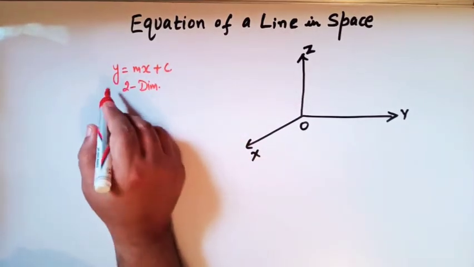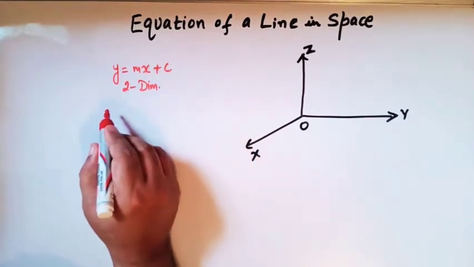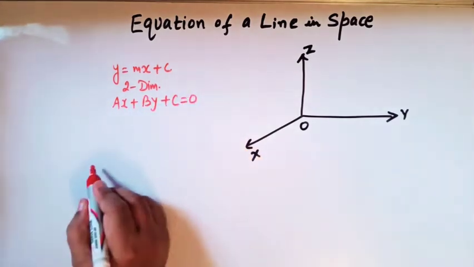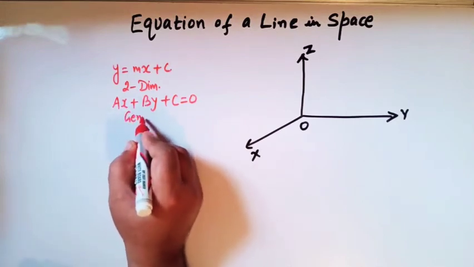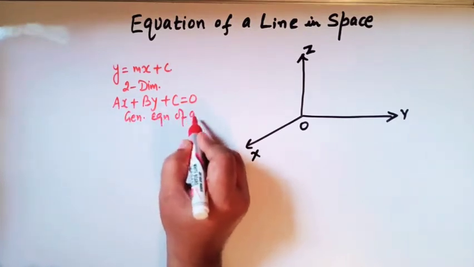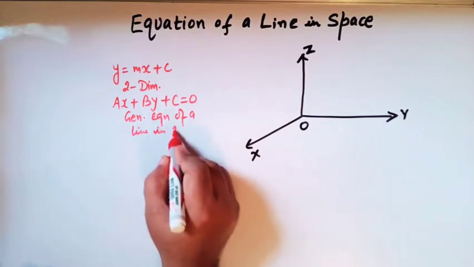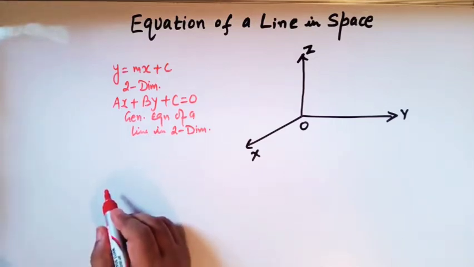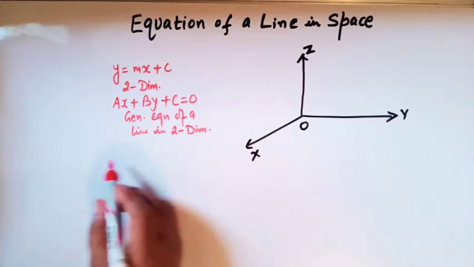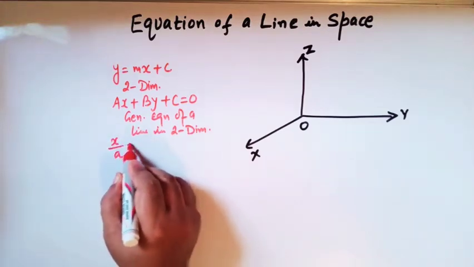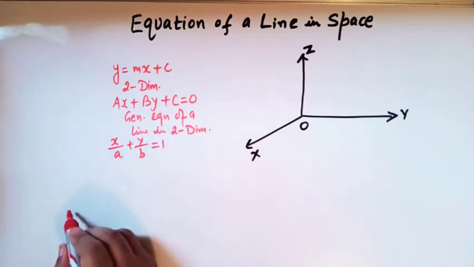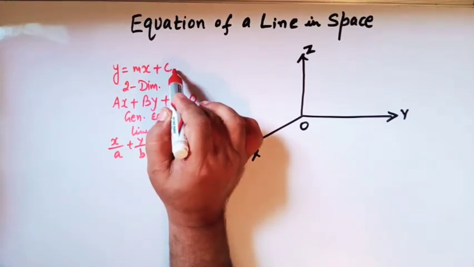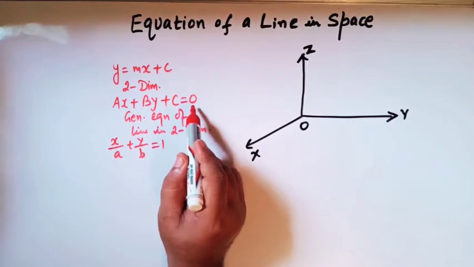The same line can also be represented as ax plus by plus c equal to 0, and this is known as the general equation of a line in 2 dimensions, right? So viewers, we have also studied the other forms of the equation of a line. For example, we have studied this form. This is called the intercept form, right? This is called the slope intercept form, right? And this is the general equation of line, right?